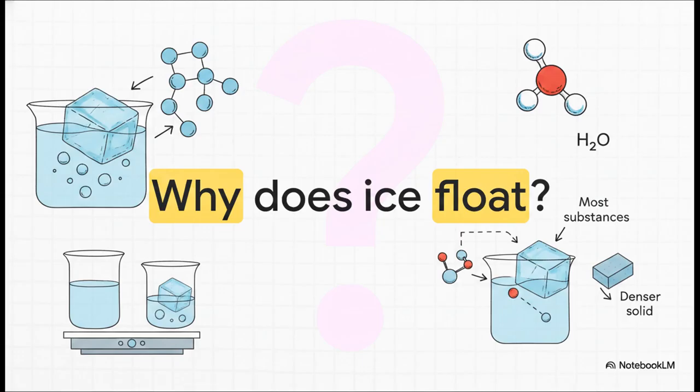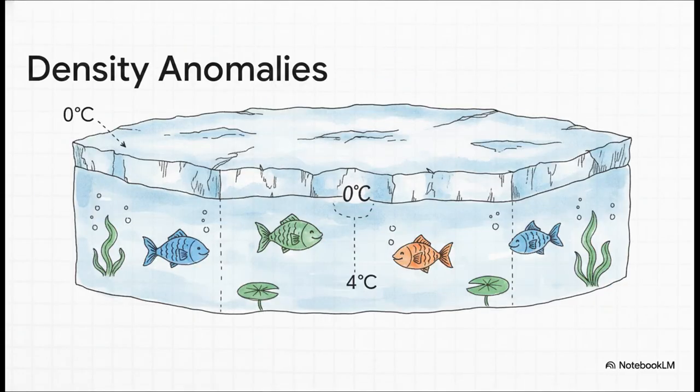Almost every other substance in the known universe gets denser and sinks when it freezes into a solid. So what's water's excuse? Well, the answer lies in water's completely bizarre density curve. As water cools down, it actually reaches its maximum density at exactly 3.98 degrees Celsius. But then, as it gets even colder, dropping below 4 degrees, it actually expands. It becomes less dense. By the time it locks into solid hexagonal ice, it's about 9% lighter than the liquid water around it.